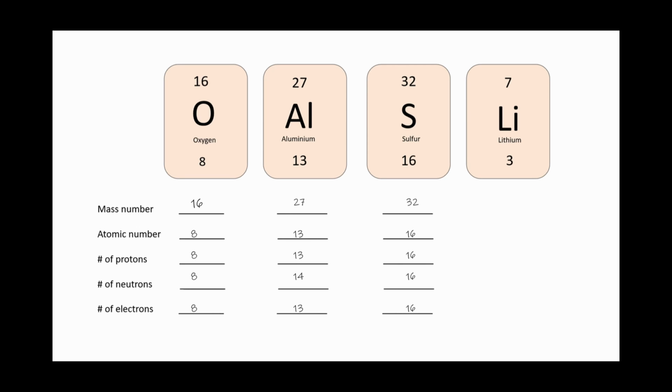And finally, we have lithium. The mass number is the bigger number, so that's 7. The atomic number is the smaller number, so that's 3. The number of protons is always equal to the atomic number, so that's 3 as well. For the number of neutrons, that's mass number minus atomic number, so 7 minus 3, so we get 4. And the number of electrons, so 3.